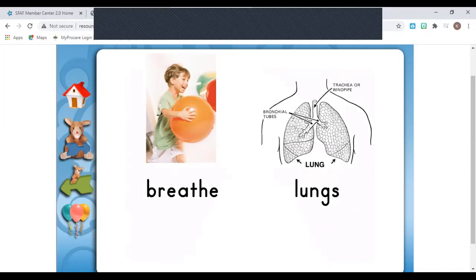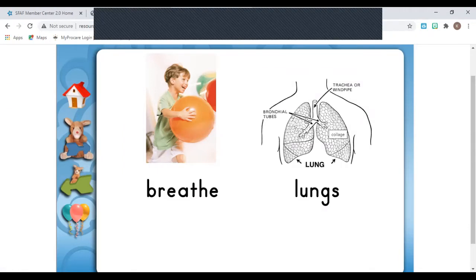All right, so when you breathe, this little kid is running with the ball. When you're running, are you breathing really, really fast? Yes, because your body's working really, really hard to run really fast. And so when you are running, these are what your lungs look like over here. They're two really large muscles. So it says the trachea or the windpipe.